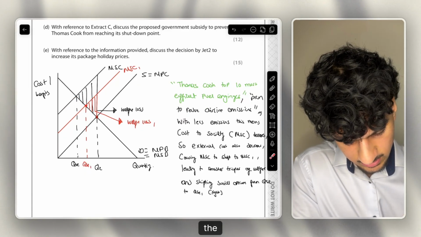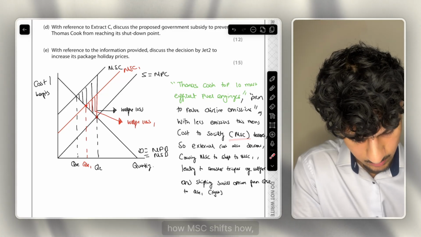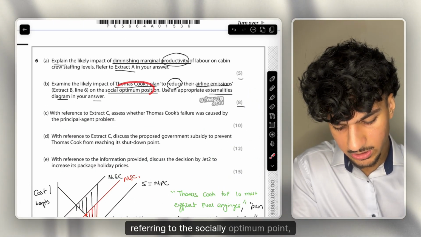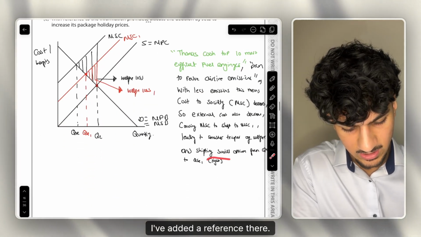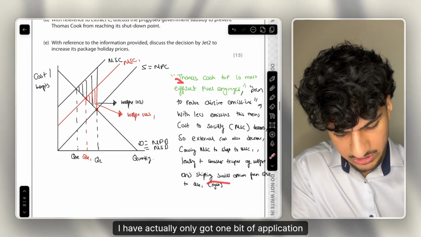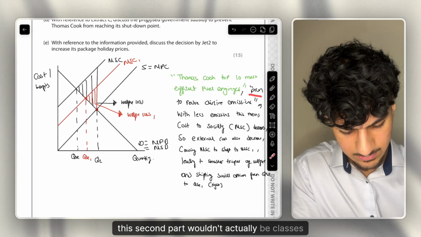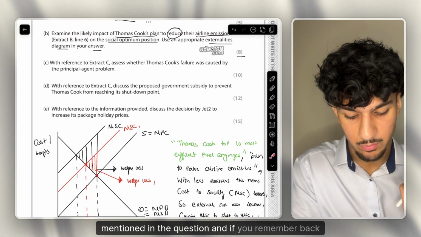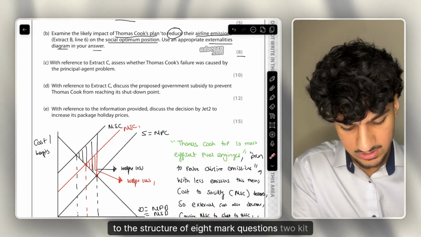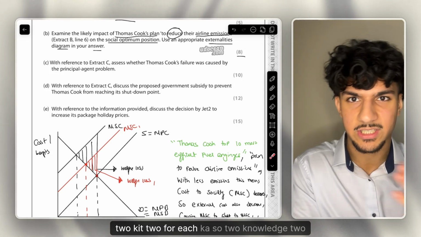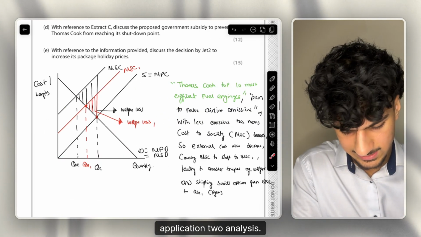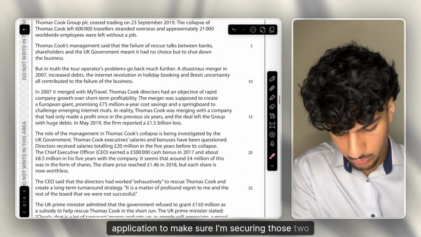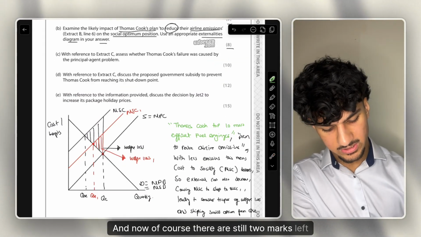So I've just added how MSC shifts, how there's a small triangle welfare loss, and since the question was specifically referring to the socially optimum point, I've added a reference there. The thing is, I have actually only got one bit of application here. This second part wouldn't actually be classed as application, I believe, since it is mentioned in the question. And if you remember back to the structure of 8-mark questions, 2 for each KAA, so 2 knowledge, 2 application, 2 analysis. So I'm just going to grab one more point from the application to make sure I'm securing those 2 application marks. And now, of course, there are still 2 marks left for evaluation.